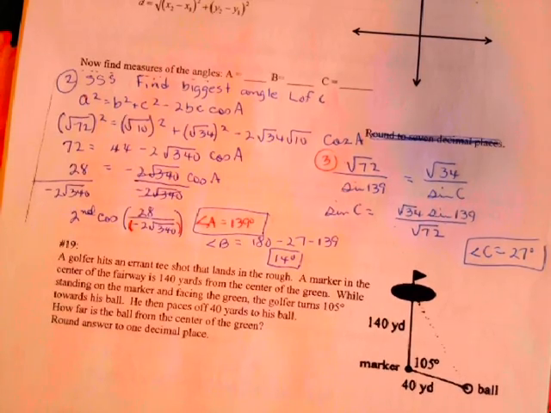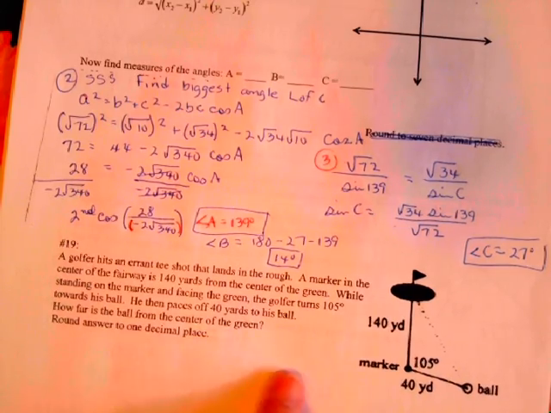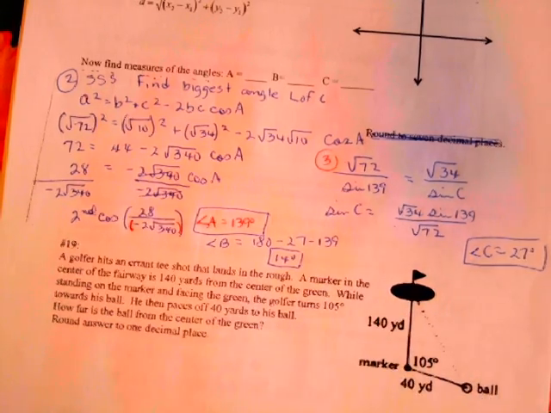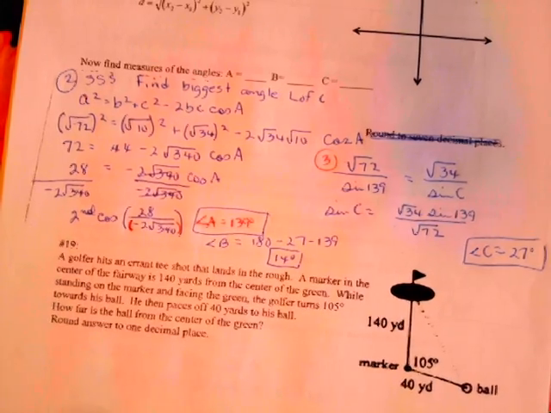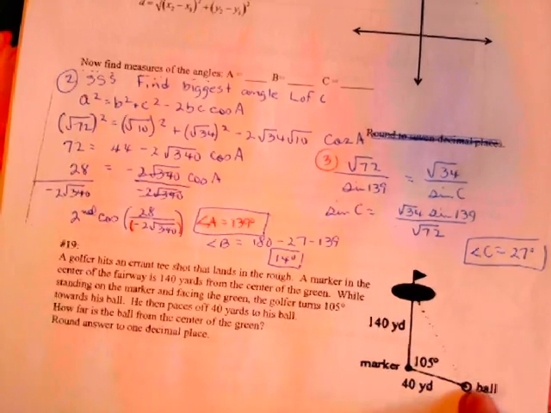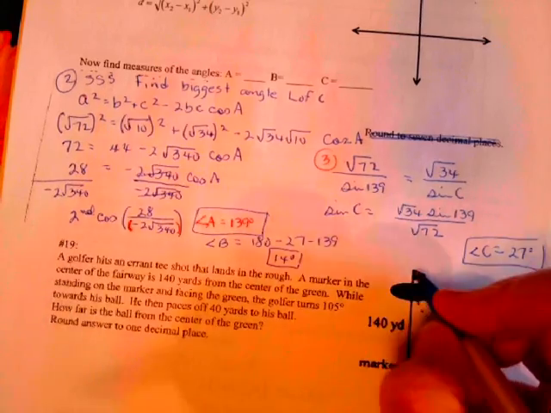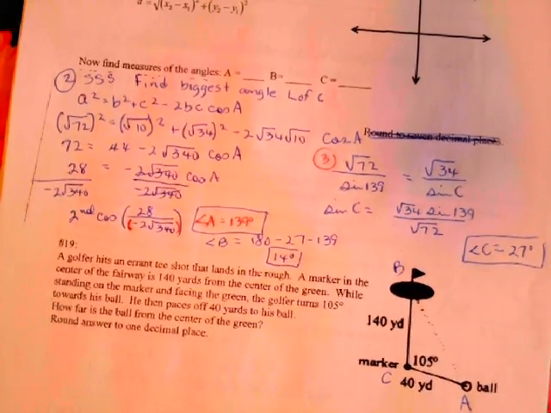Number 19 doesn't take quite that long. The drawing represents the information given. Here's your little old golfer. This is 140 yards. This is 40 yards. This is a 105 degree angle. They want me to find how far it is from the ball to the middle of the green. I'm going to label this ABC so that we can represent our information a little better.